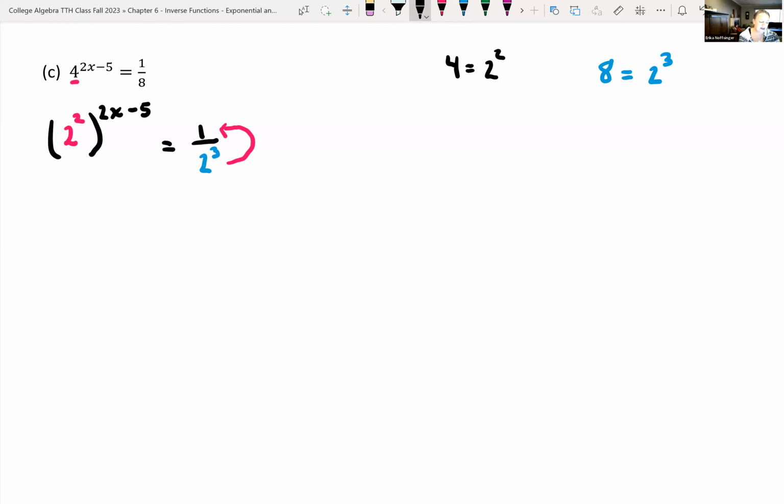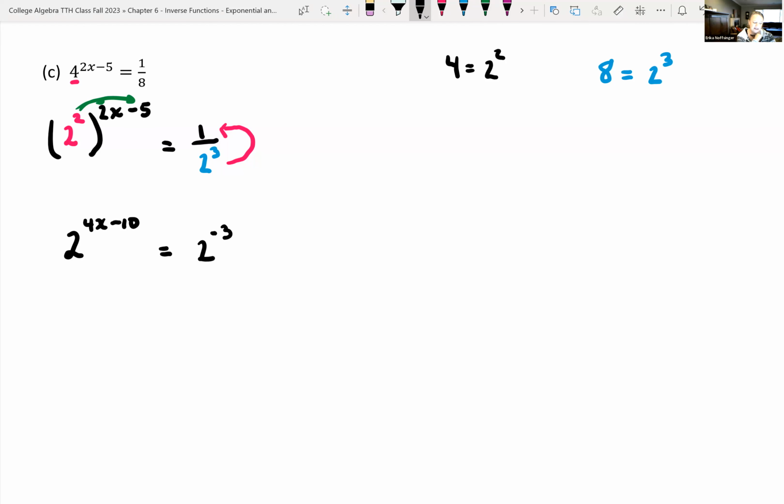While we're doing that and bringing down the other piece, recall, power to power is multiplication. And so we're going to take this 2 here. We're going to distribute it to this exponent. So we would have 2 raised to the 2 times 2x is 4x. And 2 times negative 5 is minus 10, is equal to 2 raised to the, bringing that up changes the sign of the exponent, so negative 3 exponent.